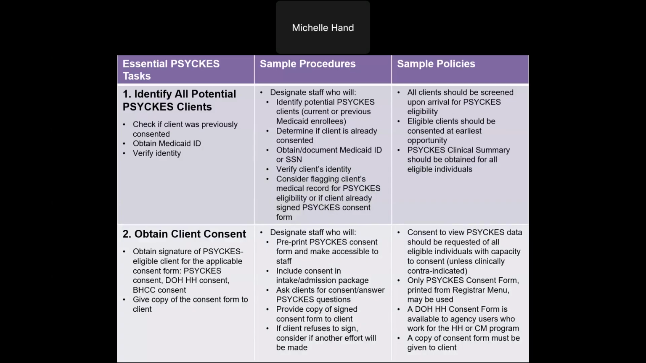And then you'll want to check if the client has already been consented in PSYCKES. So you'll want to obtain and document their Medicaid ID or social security number, verify their identity, and consider flagging the client's medical record for PSYCKES eligibility, or note if the client already signed the PSYCKES consent form. Now, the sample policies we've come up with are all clients should be screened upon arrival for PSYCKES eligibility, and then those eligible clients should be consented at the earliest opportunity, and the clinical summary should be obtained for all eligible individuals.